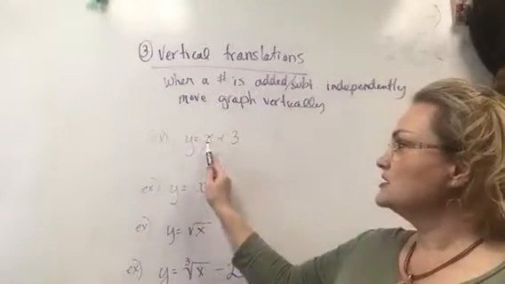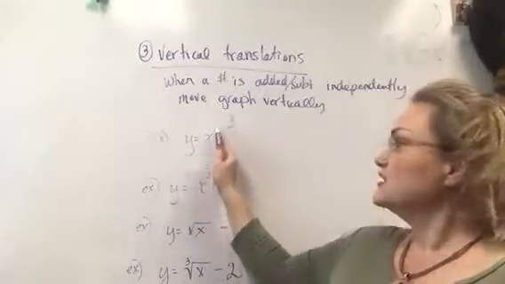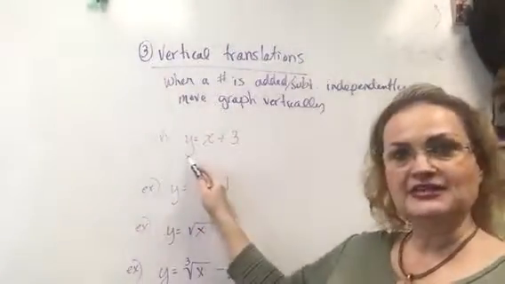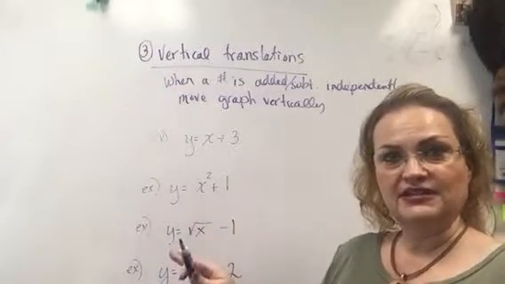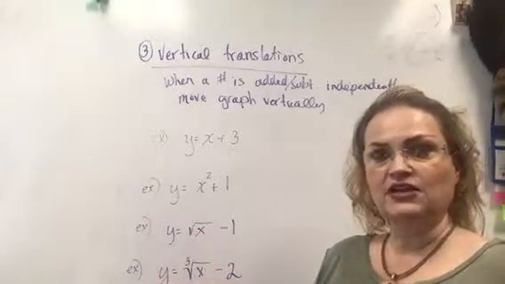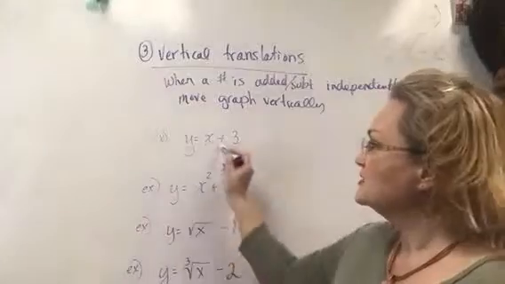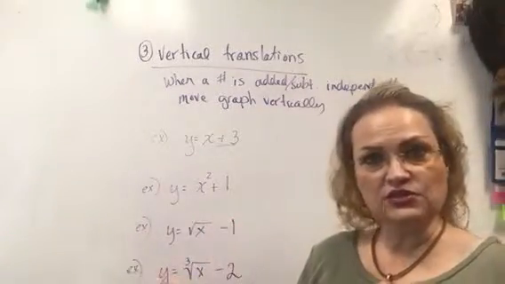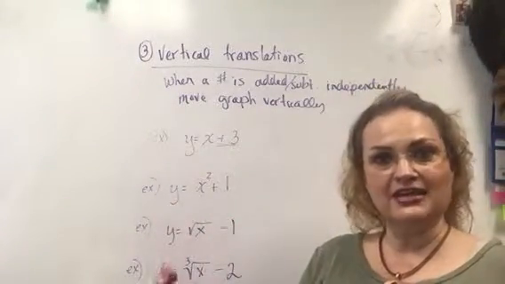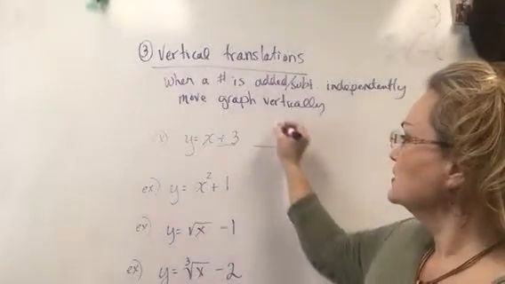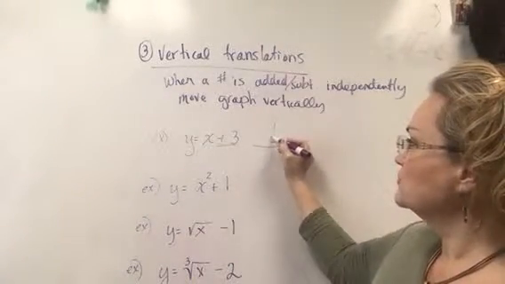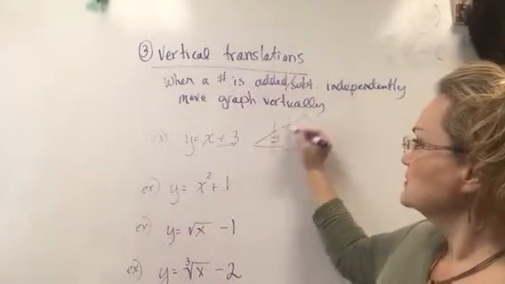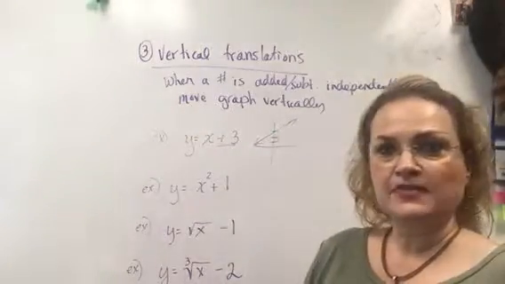I have y equals x plus 3. This has the parent function y equals x, the simple line graph that goes through the origin normally. But this is an independent added 3. So it's going to scoot the graph up, translate it up 3 places vertically. So what would have been here is now moved up 3 places. So the graph looks like that.